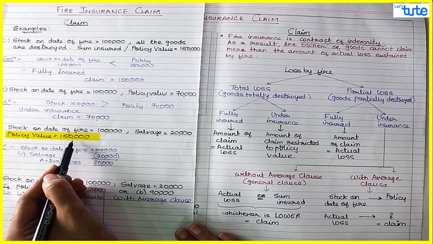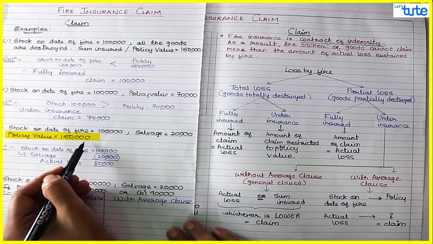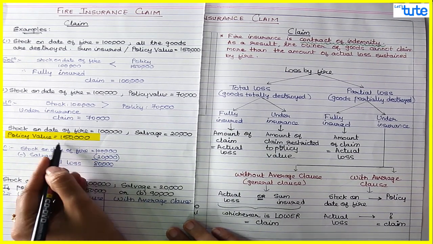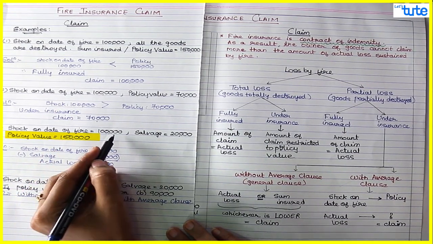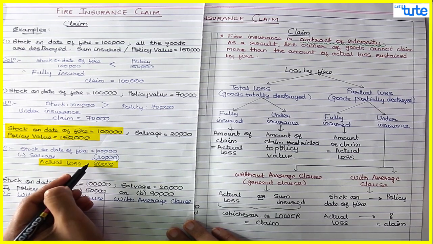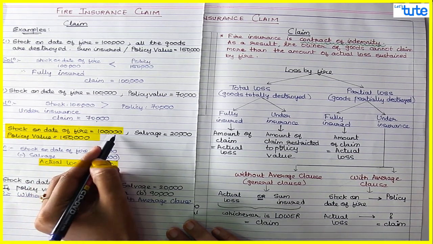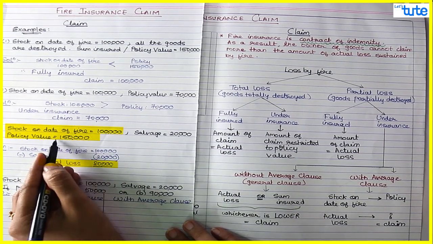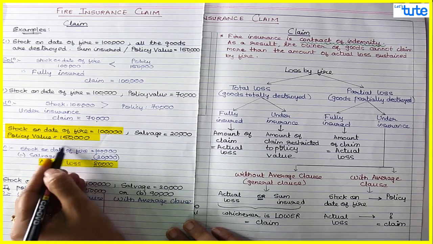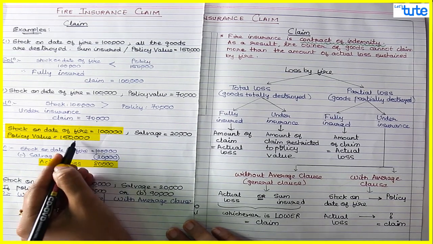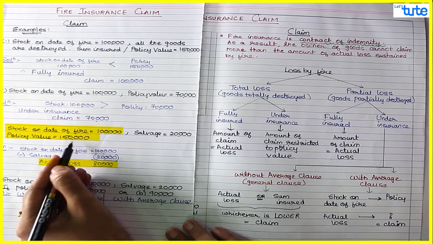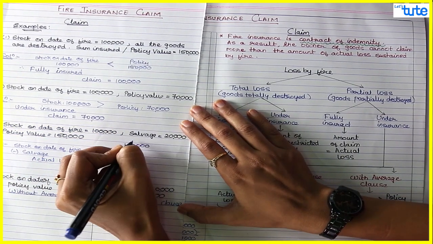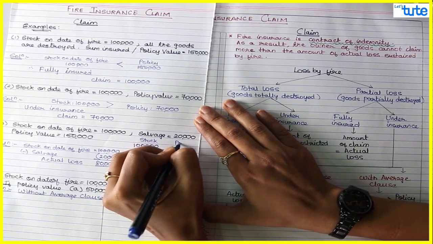Now your policy is 1,50,000. So is this a case of fully insured or under insurance? Now this 1,50,000 you will compare with 1 lakh or this 80,000? Guys, you will compare with this 1 lakh because the policy is taken for the stock and not the loss. Policy is standing for the stock. So we compare stock with the policy value. In this case, we compare 1 lakh, which is your stock, and your policy is 1,50,000.